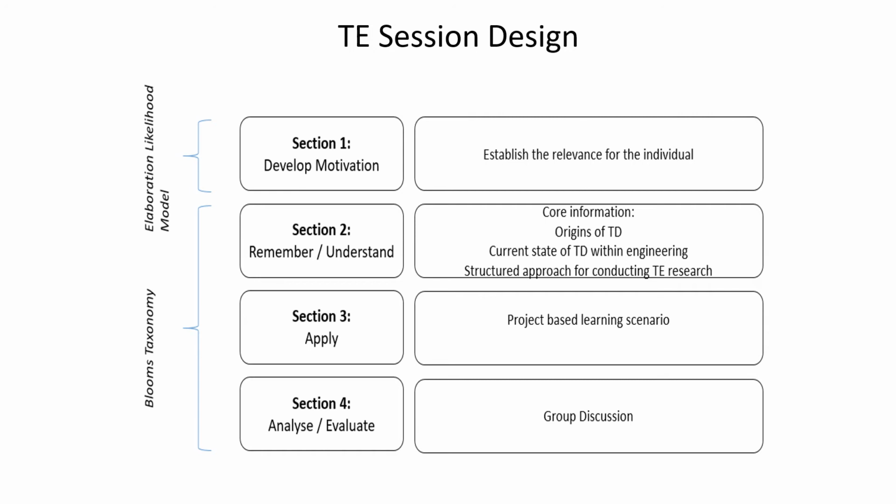Bloom's taxonomy is commonly used as a means through which to provide a shared language when designing educational courses. Aligning to Bloom's taxonomy, sections 2 to 4 progress the students through increasingly higher levels of learning. Section 2 is focused on remembering and understanding.